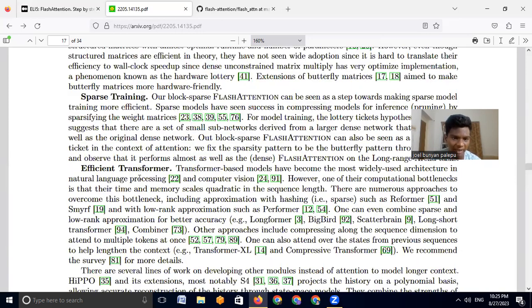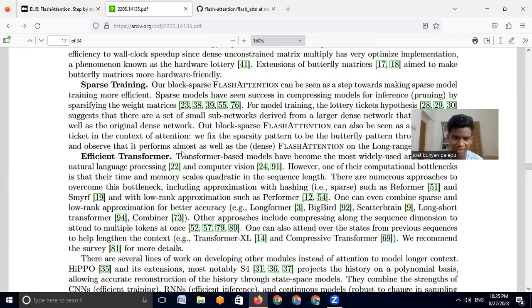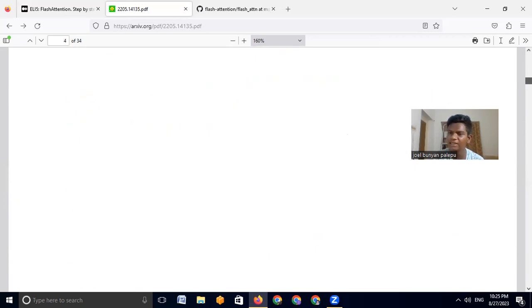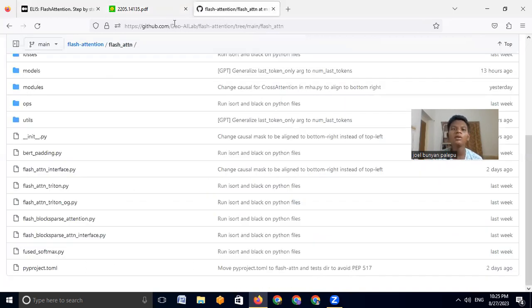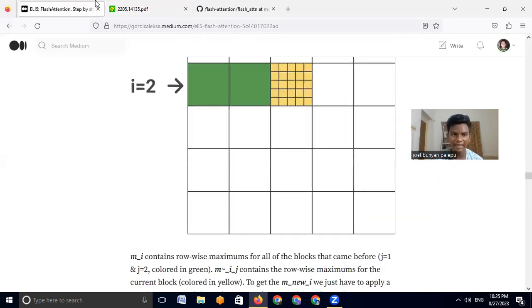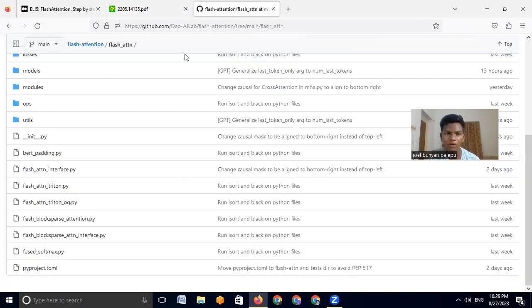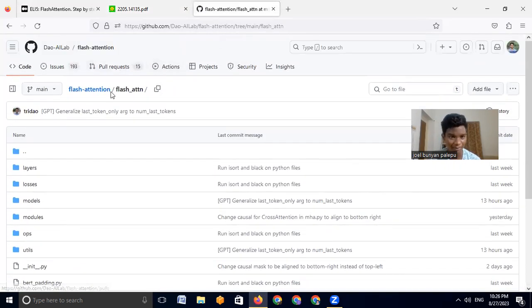They also shared related work, sparse training, and efficient transformers. I think this is a very introductory video. I have not covered everything in detail, but hope you have understood the basic idea of Flash Attention. Even I have not spent enough time on this paper. I think I have to go through the implementation. So in the next video, we are going to go through the Flash Attention implementation.